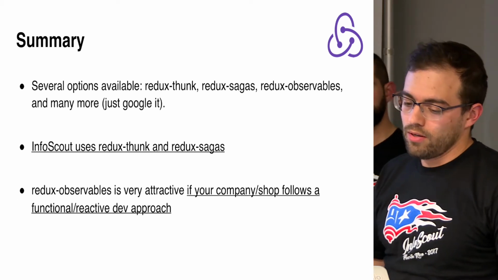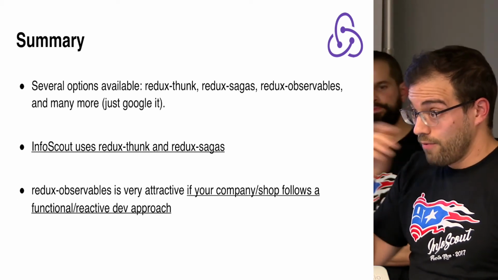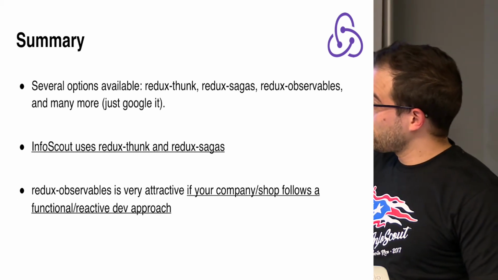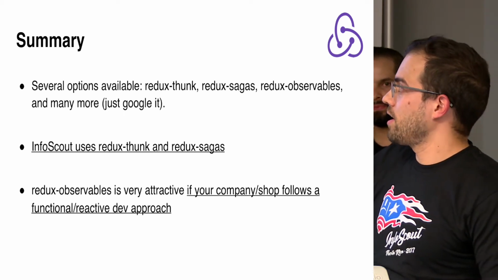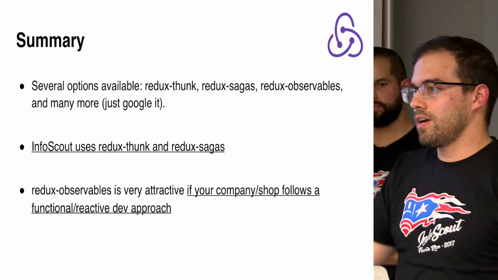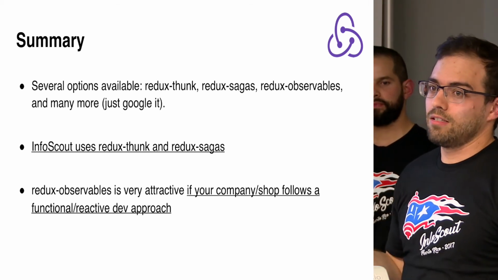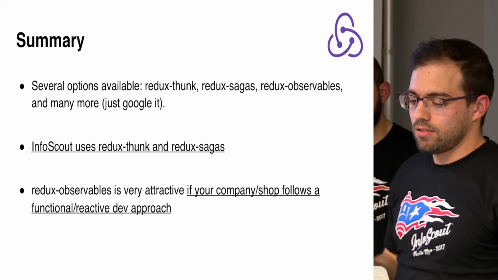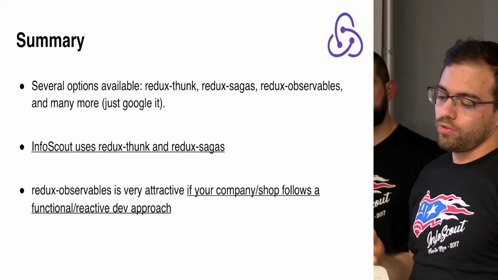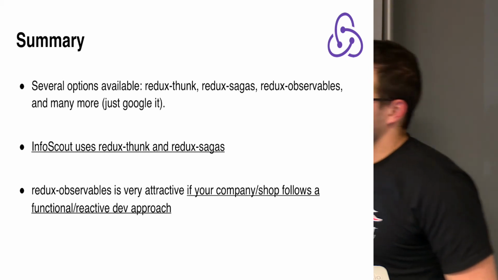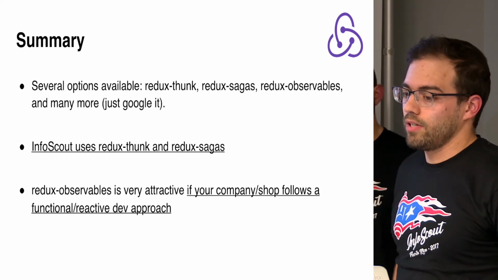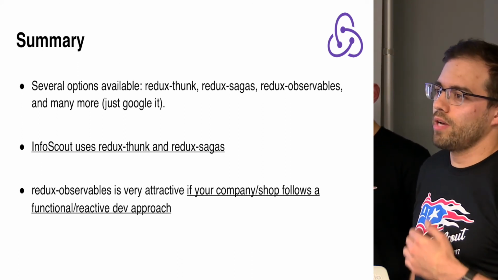That's a big component in our team. At InfoScout, we use Redux Thunk with a custom Redux API middleware and Redux Sagas. Slowly moving to Redux Sagas. Why? Because you can test them easily, right? If you can test it, then you can repeat the process over and over again. Redux Observables is very attractive. RxJS is definitely gaining a lot of traction out there. It already has a lot of traction.